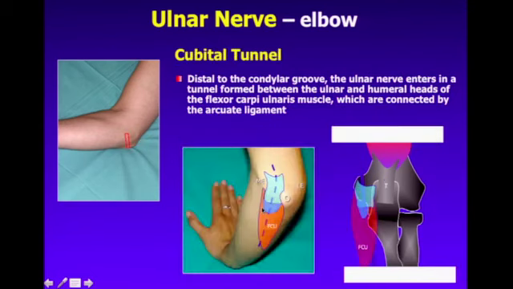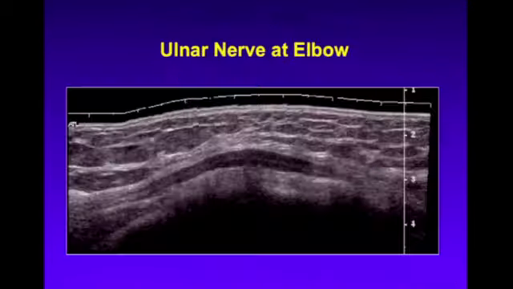If we then go into the longitudinal axis, we have the drawing of the nerve coming through this way, and it should also be noted that more distally, the nerve enters into a tunnel between the ulnar and humeral heads of the flexor carpi ulnaris muscle, and these are connected by a ligament called the arcuate ligament. So this anatomy can all be seen with ultrasound. So the ulnar nerve at the elbow, here's the longitudinal view, so here it is coming down and across the elbow and long axis.